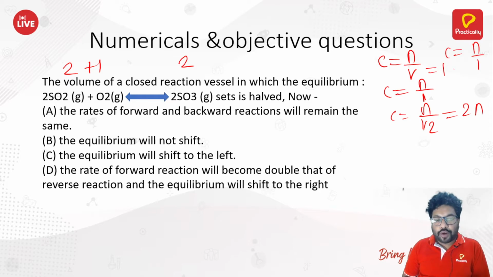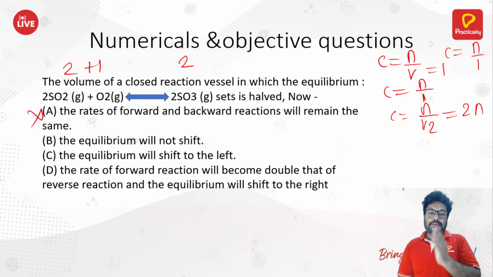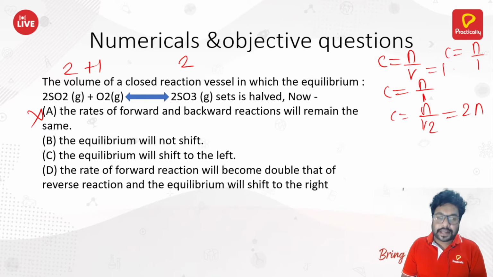Okay, so what option suits it the most? The rates of forward and backward reaction will remain the same. No, that is not true. That would have been true had there been the same number of moles of reactant and product. As we had seen in Le Chatelier principle, if the number of moles of reactant and product are the same, then the rates of forward and backward reaction will remain the same, no matter if you increase or decrease the pressure, or increase or decrease the volume. So that is not the correct option.